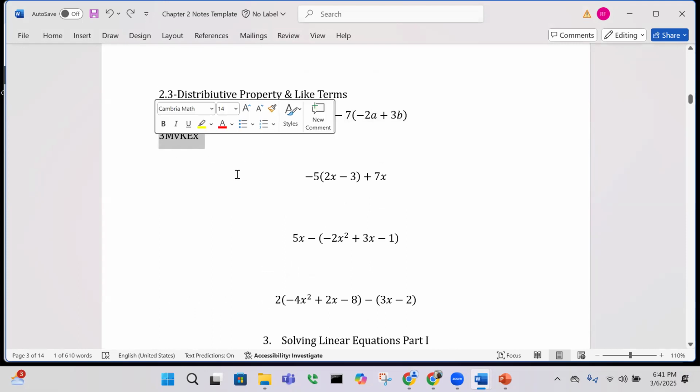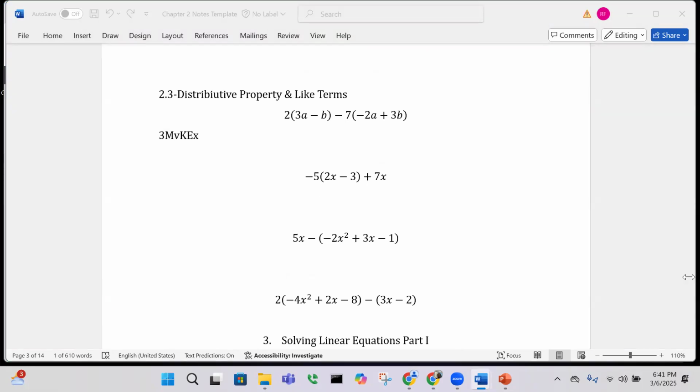3, MVKEX. What's the review code? Quiz 3, all lowercase. I'm sorry, can you say it because it's so small I can't see it? 3, uppercase M, lowercase v, uppercase K, uppercase E, lowercase x. Thank you.